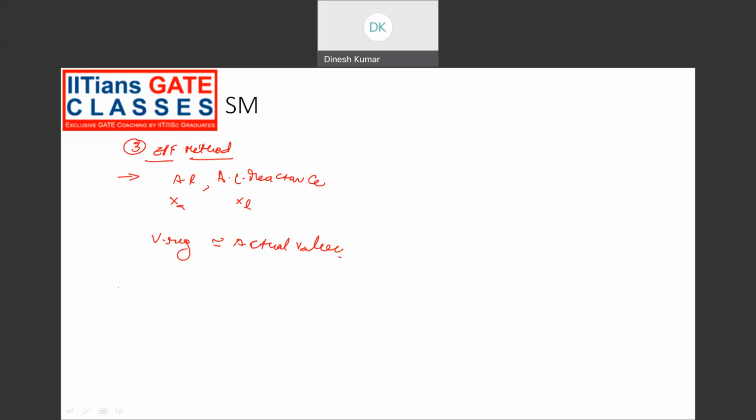So this method requires two characteristics. One is the OCC, the other one is the ZPF characteristic. The ZPF characteristic is drawn between the field current and terminal voltage V, at a constant armature current and speed n.